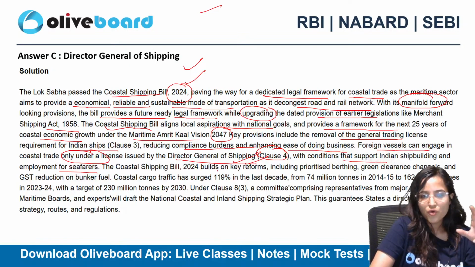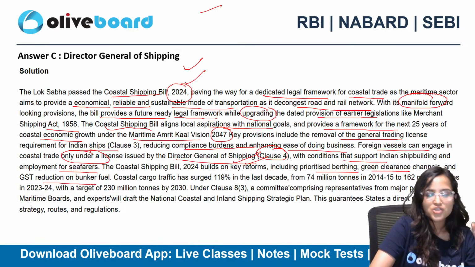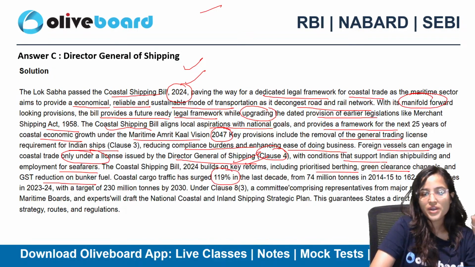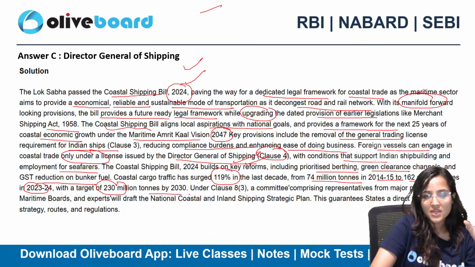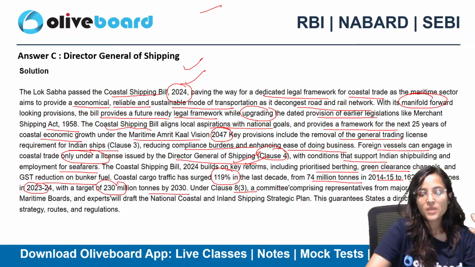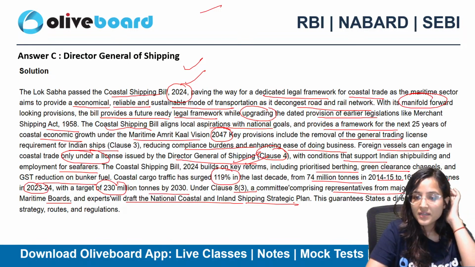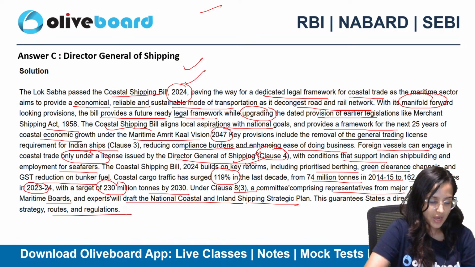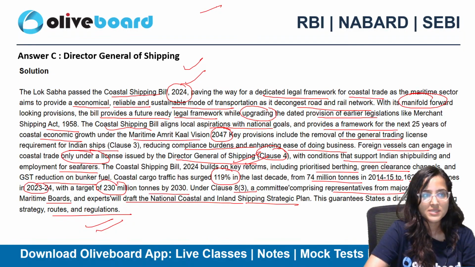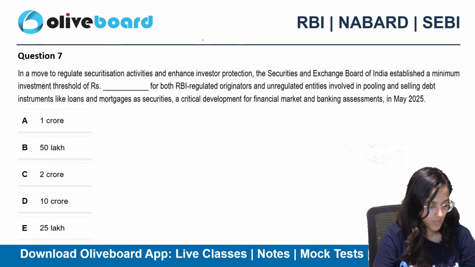The Coastal Shipping Bill 2024 builds on key reforms, including prioritized berthing, green clearance channels, GST reduction on bunker fuel. Coastal cargo traffic has surged 119% in the last decade from 74 million tons in 2014-15 to 162 million tons in 23-24, with a target of 230 million tons by 2030. And under Clause 8.3, a committee comprising representatives from major ports, state maritime boards, and experts will draft the National Coastal and Inland Shipping Strategic Plan. This guarantees states a direct role in shaping strategy, routes, and regulations. Okay? So it is basically the Director General of Shipping. The answer. Okay? Let's go.